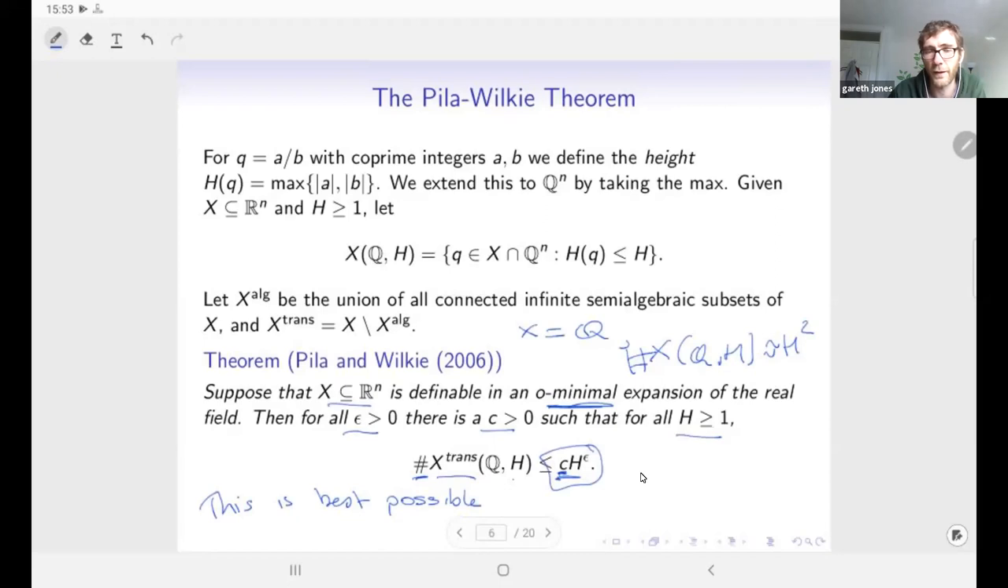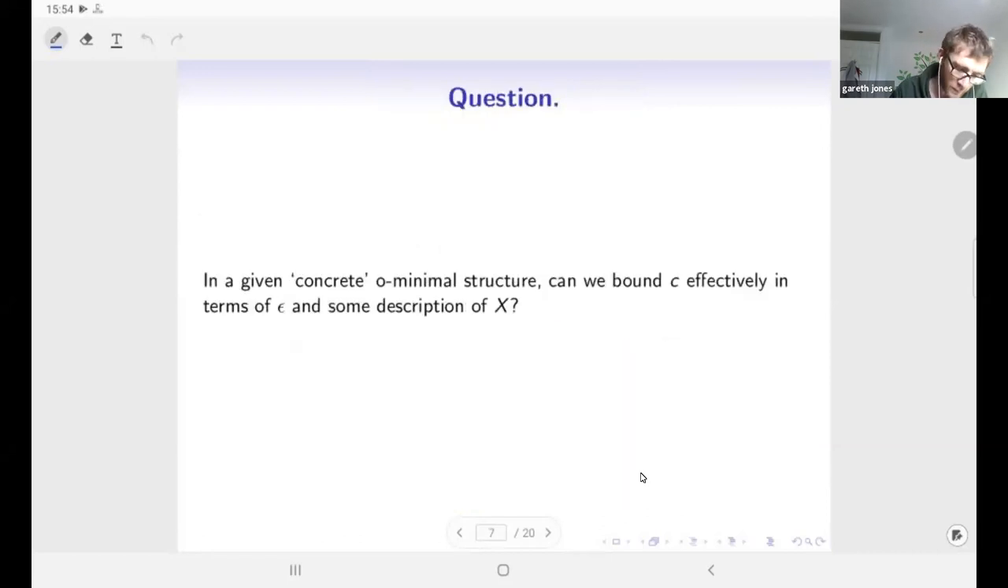can we give a bound on that C that's effective in terms of epsilon and some kind of description of X? So we want the constant in the theorem, we want to give some way of bounding it in terms of some epsilon and some kind of description. So when I say concrete here, I mean something where I have some kind of description of X. So we'll see more precise things later.